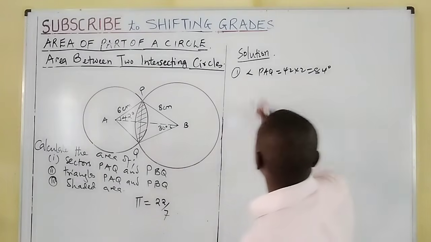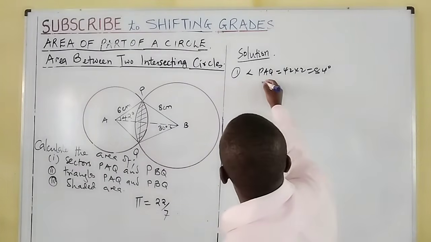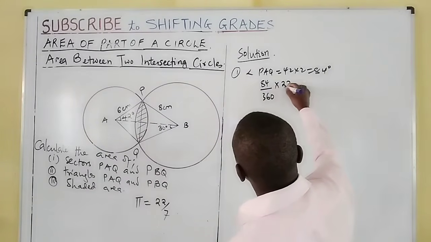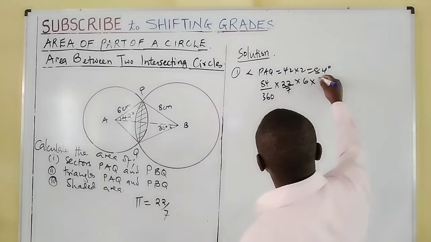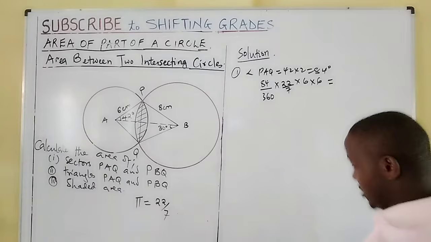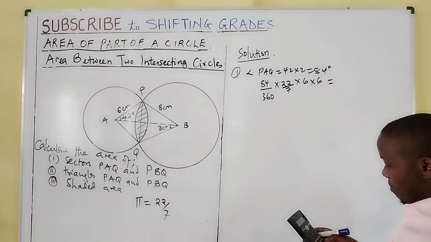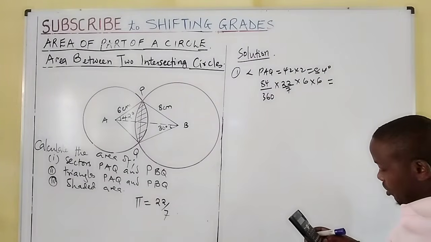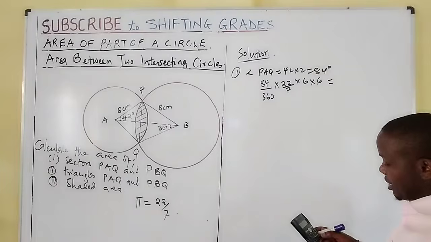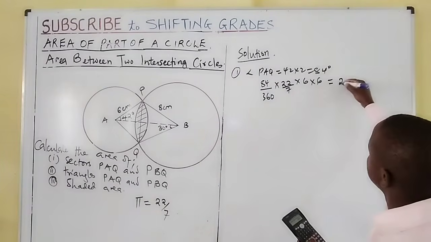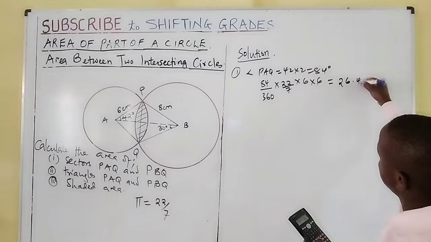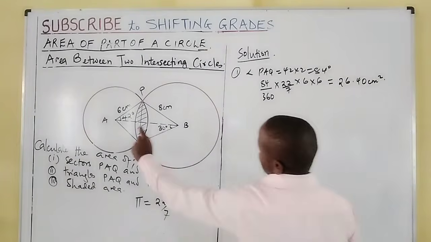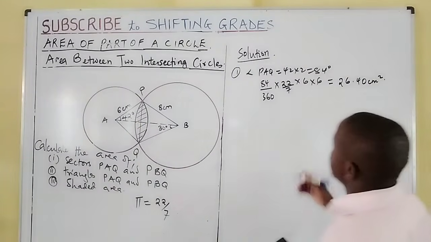Therefore, now to get the area of sector PAQ, we shall have the angle over 360 times pi r squared, where r is 6, squared, which is 6 times 6. Therefore, we shall have 84 times 22 times 6 times 6, then we divide by 360 multiplied by 7. So this gives us 26.4 square centimeters for the first sector, PAQ.